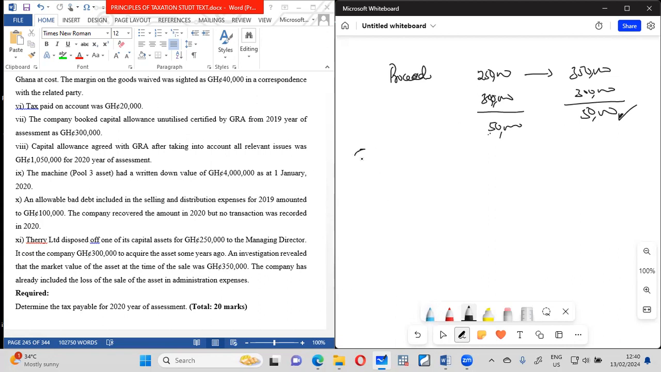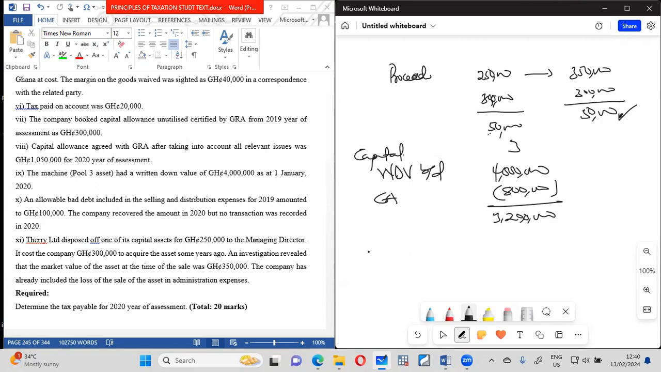So the capital allowance of the WDV brought down. We are doing for 2020. So it says that the WDV at the beginning of 2020 was 4 million. All right, so that is what we will have now. If we do this now, we are going to do capital allowance on this. So it's class 3, right? Class 3 is 20%, so 0.2 by 4 million. That is 800,000. So the WDV brought down will be 3.2.